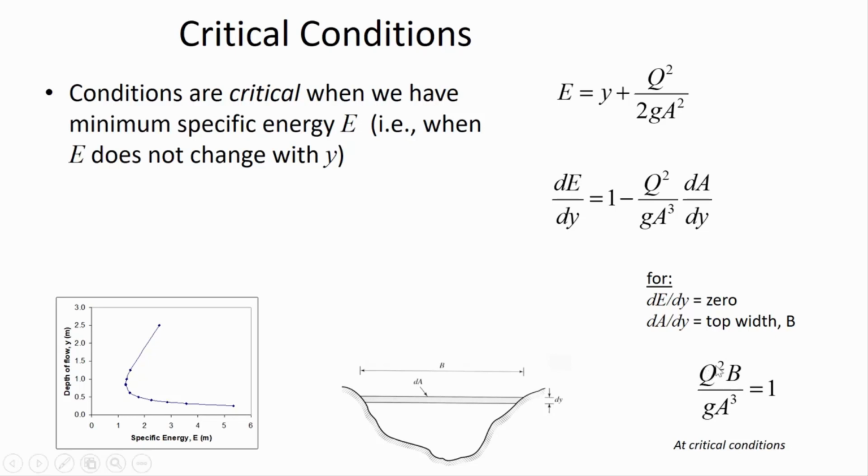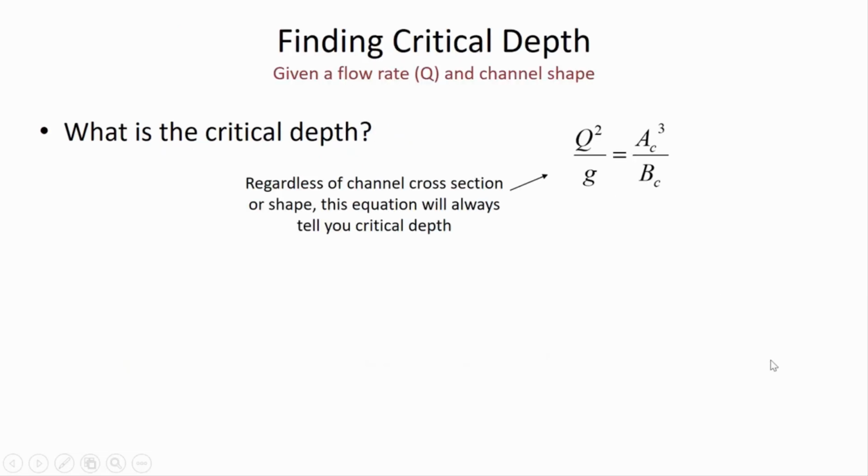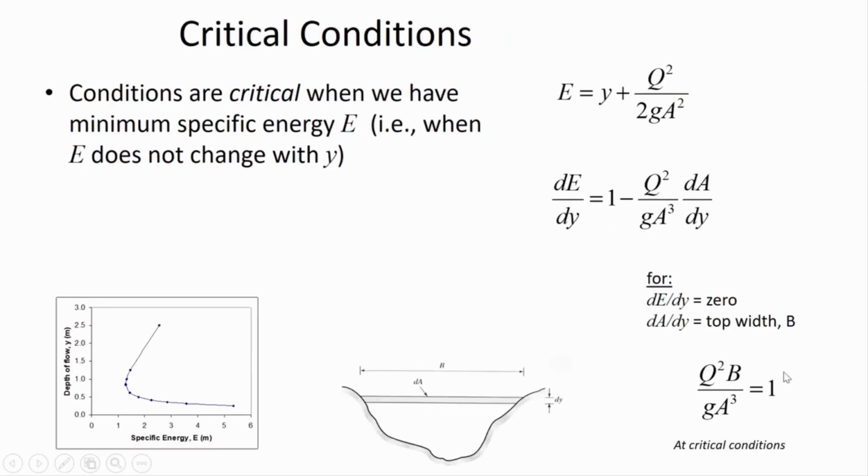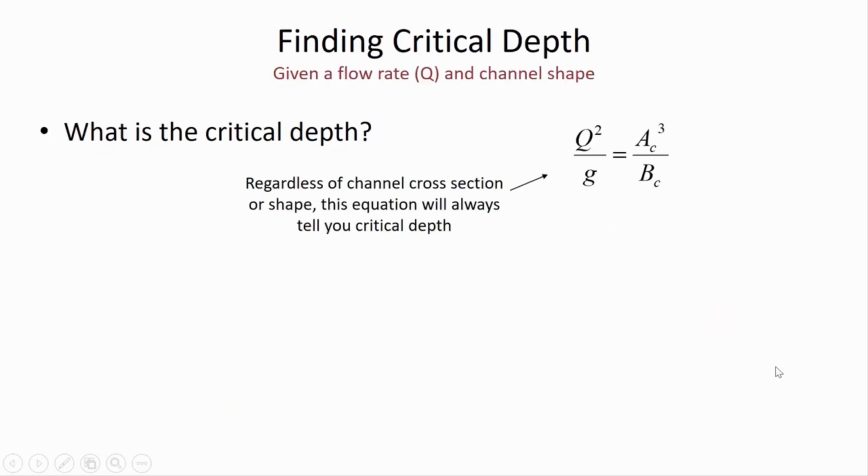So the flow rate squared times the top width divided by g times A cubed is equal to 1 at critical conditions. If we rearrange that, so this was 1 on the right side, then under critical conditions, if we want to find the critical depth, regardless of the cross-sectional shape, whether it's a trapezoidal geometry, a half circle, or a triangular geometry, this can always be used to tell you what the critical depth is.